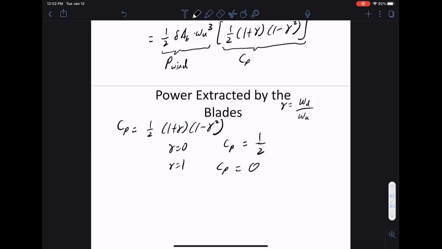So there's one more thing we can do. We can ask, what gamma maximizes this coefficient? What is the maximum amount of efficiency we can derive from this turbine? Okay, so let's max over this equation. This is quite simple. We just need to take a derivative and set it to 0, and that will give us a maximum. So let's do that.